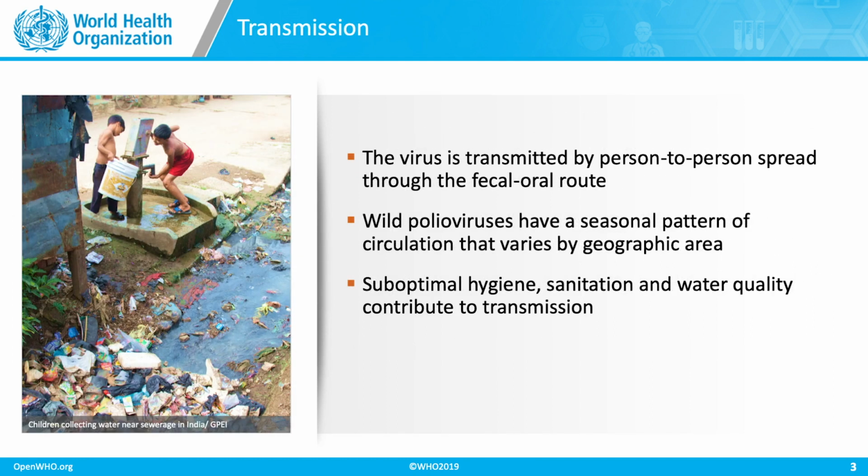The poliovirus is mainly transmitted by person-to-person spread through the fecal-oral route. In general, wild polioviruses have a distinct seasonal pattern of circulation that varies by geographic area. In tropical and semi-tropical areas, circulation tends to be year-round or associated with the rainy season. In temperate areas, polioviruses are most prevalent in the summer and autumn, although outbreaks can continue into the winter.